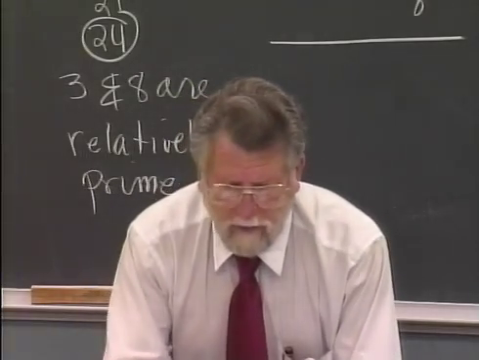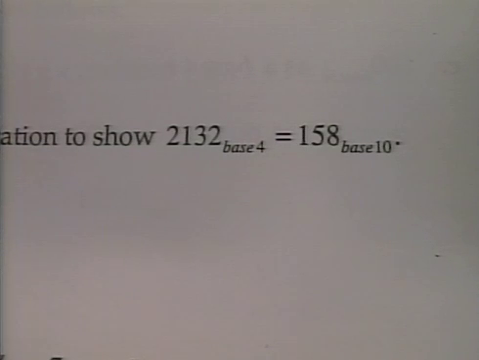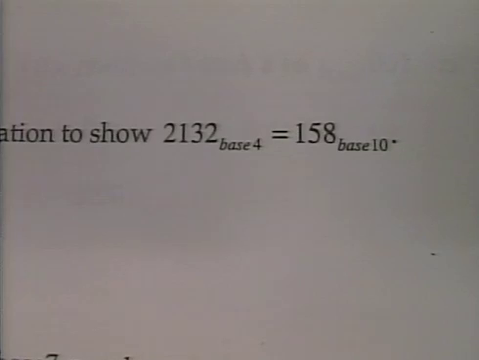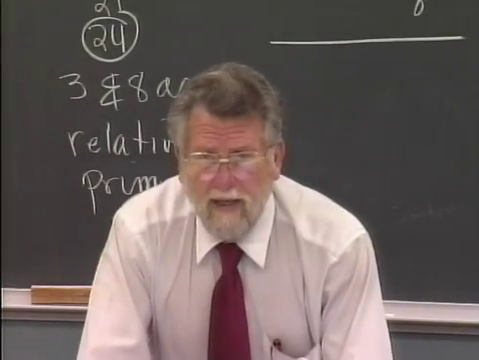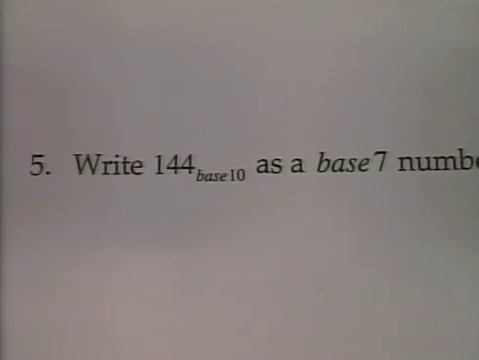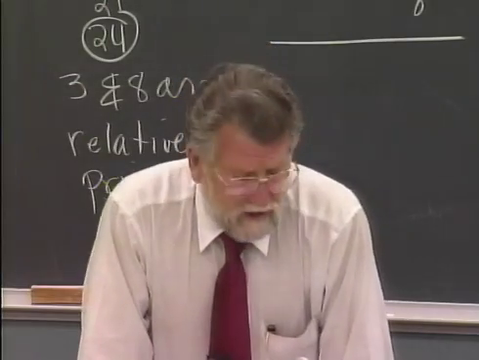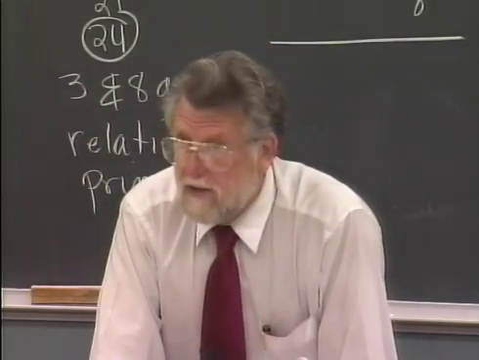Then, in this problem, you were to show these two numbers were the same value. That is, 2 different ways of representing the same number using expanded notation. And then finally, I ask you to write 144, the typical gross, 12 dozen, as a base 7 number. So that's what you should have accomplished. This unit should be done at this point.